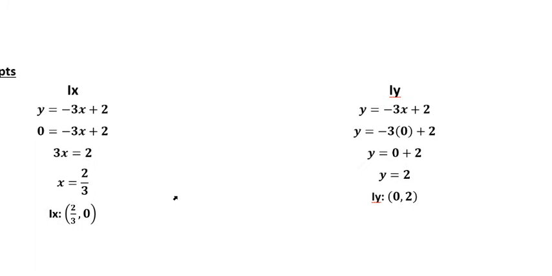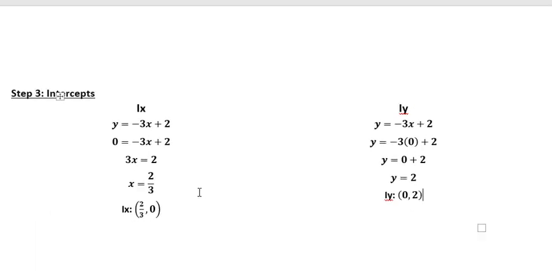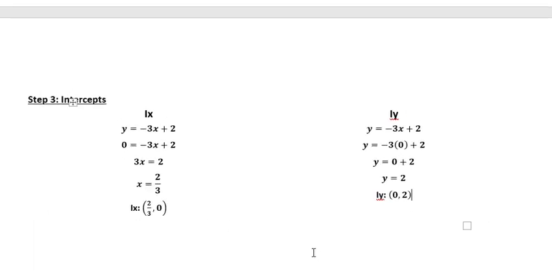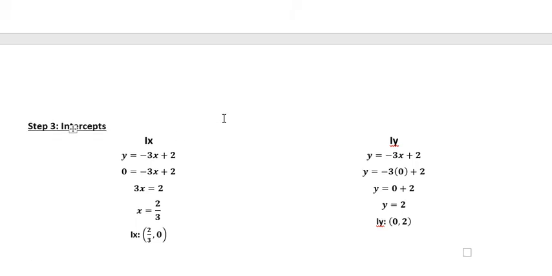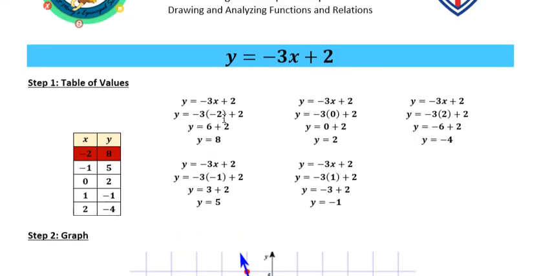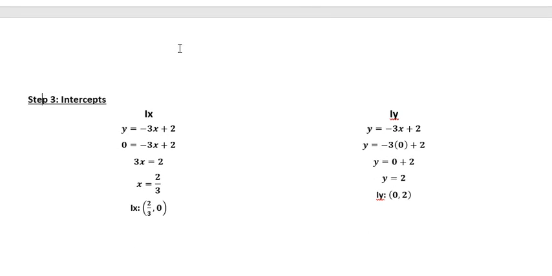Okay, those two are the intercepts of the exercise. That will be basically step 3. Okay, so we have step 1, step 2, and step 3. Okay, intercept.